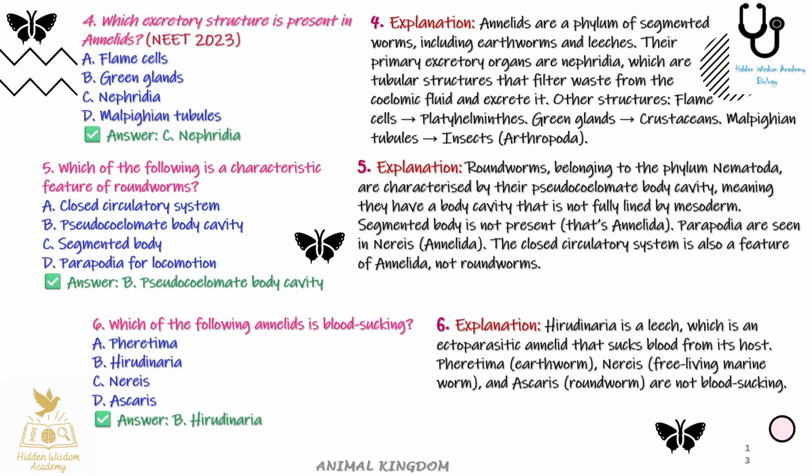Question 6. Which of the following annelids is blood-sucking? Option A, Pheretima. Option B, Hirudinaria. Option C, Nereis. Option D, Ascaris. Explanation. Hirudinaria is a blood-sucking leech and an ectoparasitic annelid. In contrast, Pheretima is a free-living earthworm, Nereis is a free-living marine worm, and Ascaris is a parasitic roundworm but not blood-sucking. The correct answer is option B, that is Hirudinaria is a blood-sucking annelid.